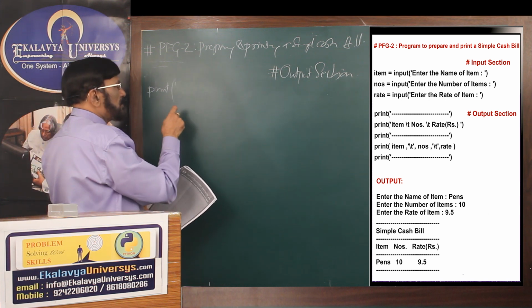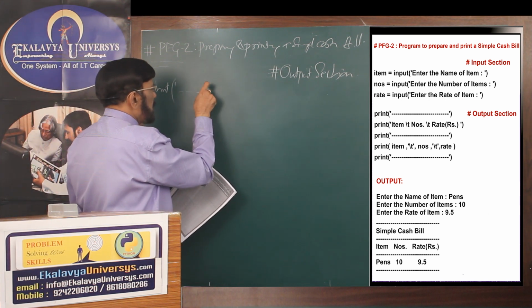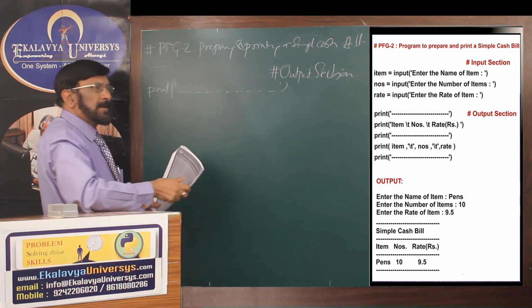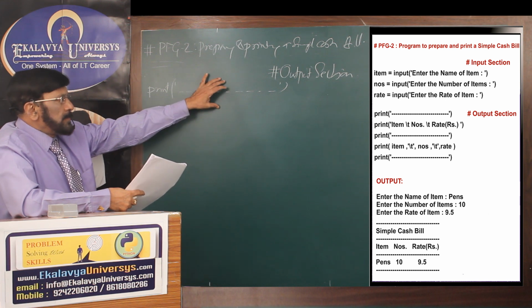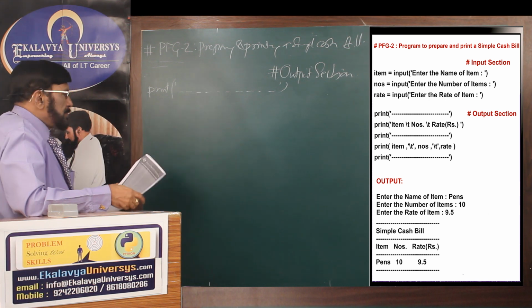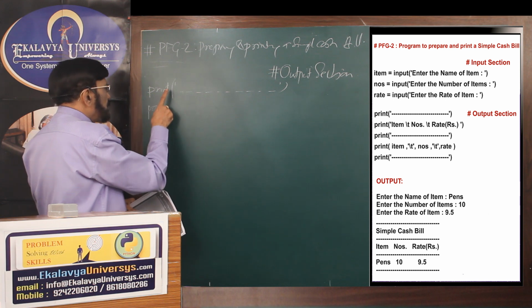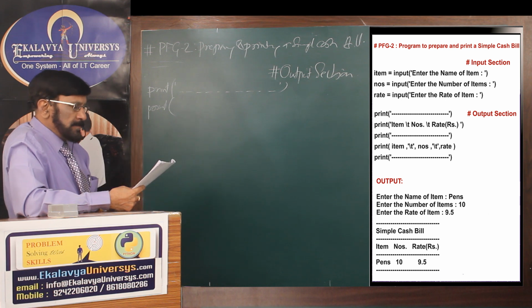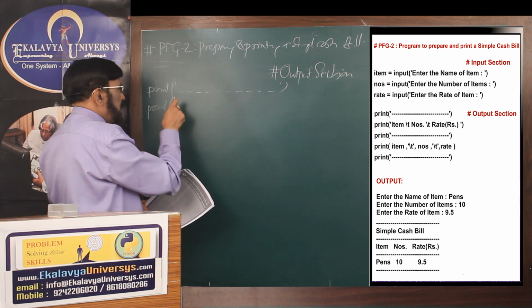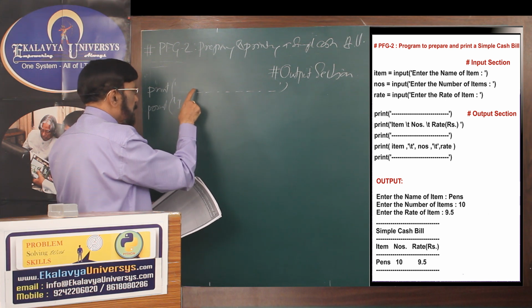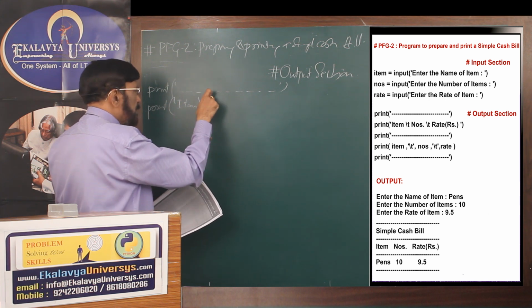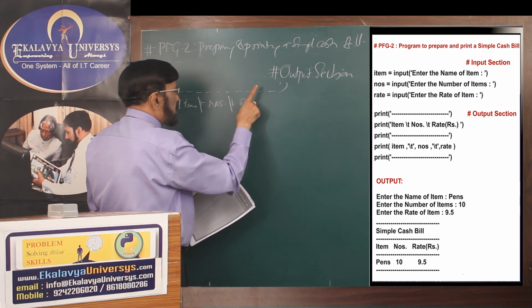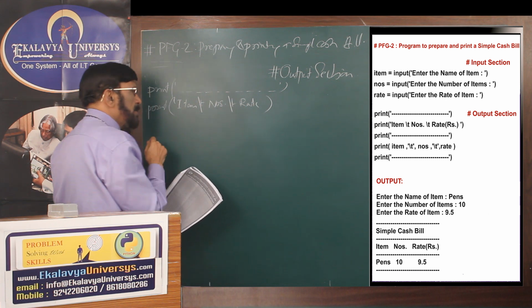So, you write. First, what is there? A line is there, using dashes. You have freedom to write any symbol, but it is a good habit to write with dashes like this. Thereafter, next line, what is there? Actually, a static heading is there in the cash bill. On the second line, a single string you have to write. What is that? Item, tab, numbers, tab, rate. Like this you have to write.